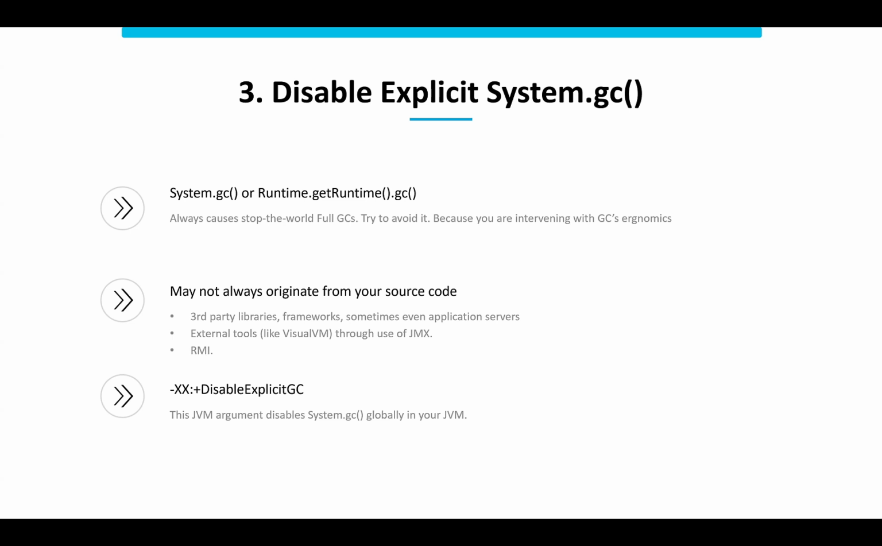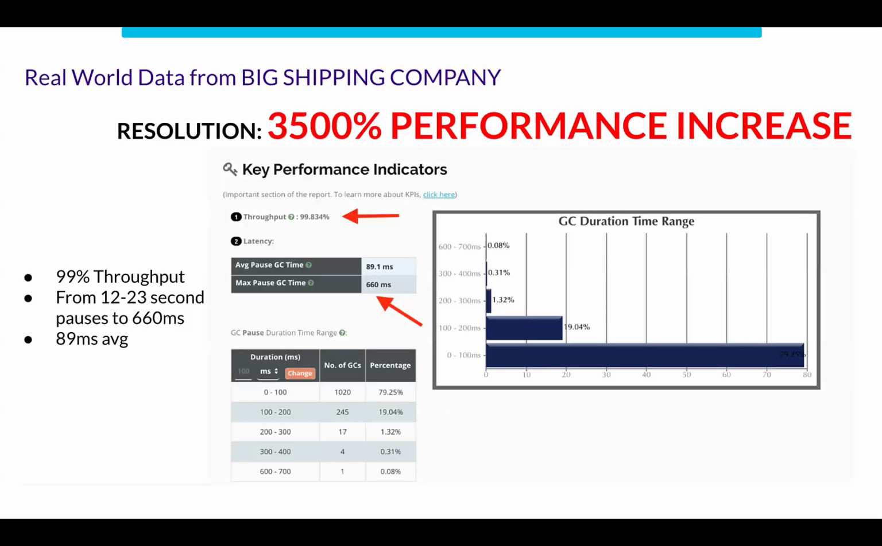So now Ryan Smith configured disable explicit GC. When he did it, boom, look at it. There was a 3,500% performance increase in the CPU. Earlier, the pause times were like 23 seconds. From there, look, it dropped to 660 milliseconds. The average was only 89 milliseconds. A phenomenal improvement by disabling explicit GC, right?